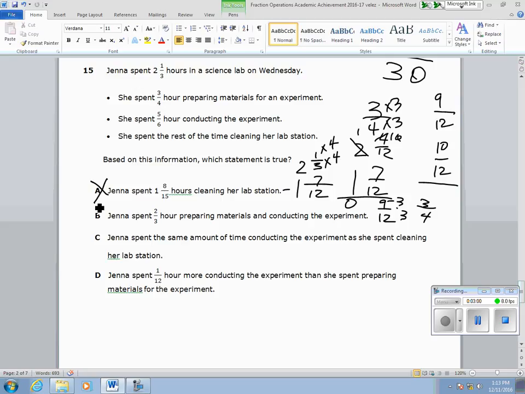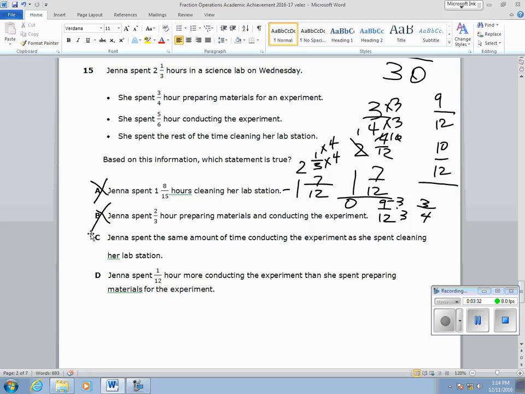So let's look at B. Gina spent 2/3 of the hour preparing materials and conducting the experiment. We added those, and we did come up with, you know what, we erased. Well, we came up with 1 7/12, so we know that that's incorrect as well, because when we added the 3/4 and the 5/6, we came up with 1 7/12, and that is not 2/3.